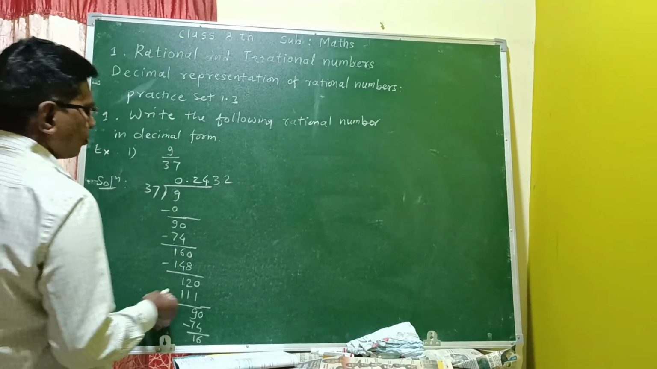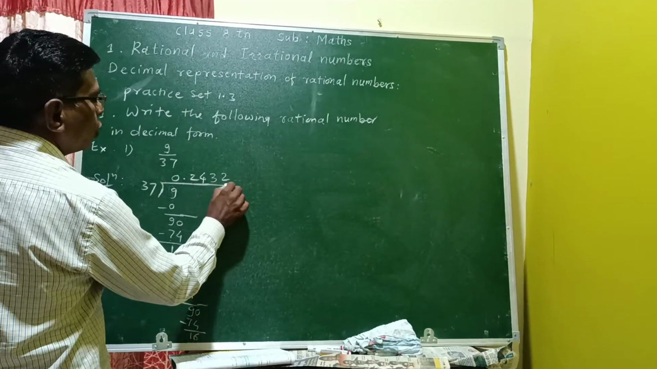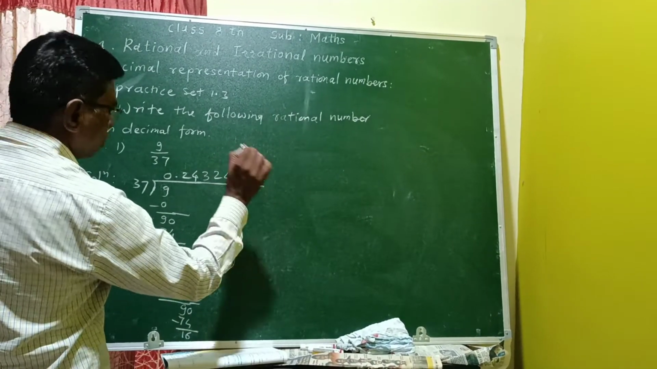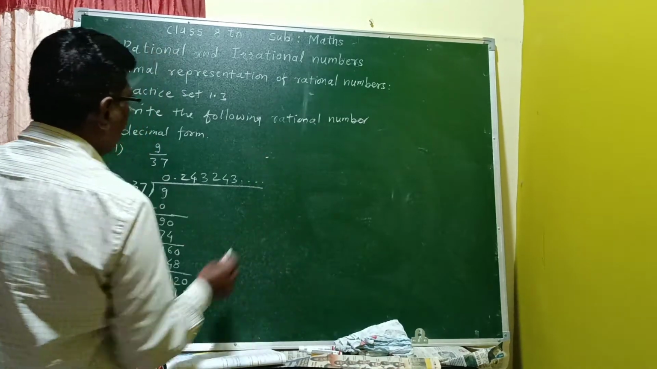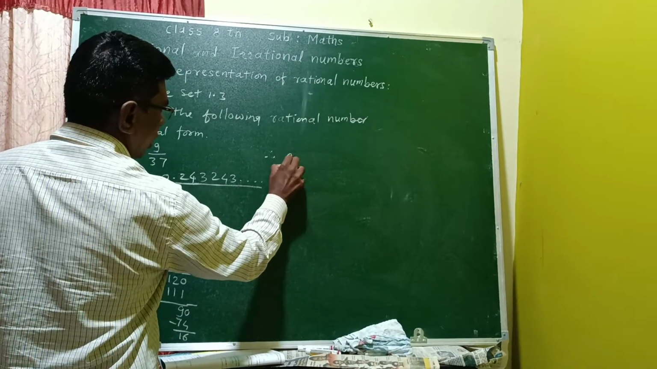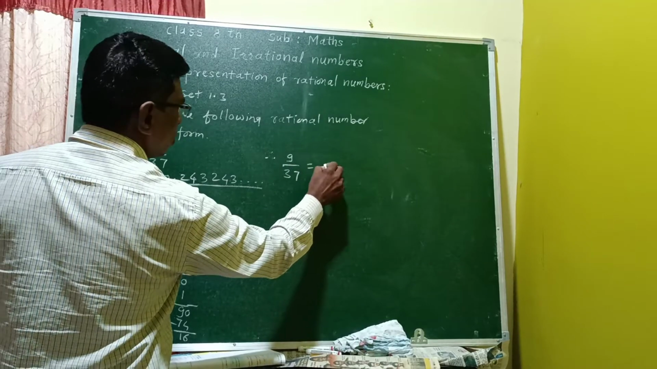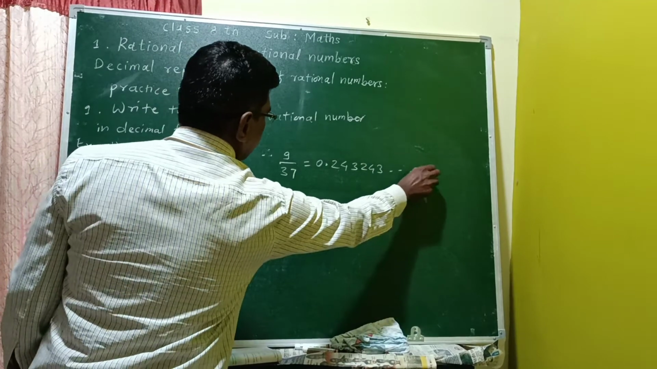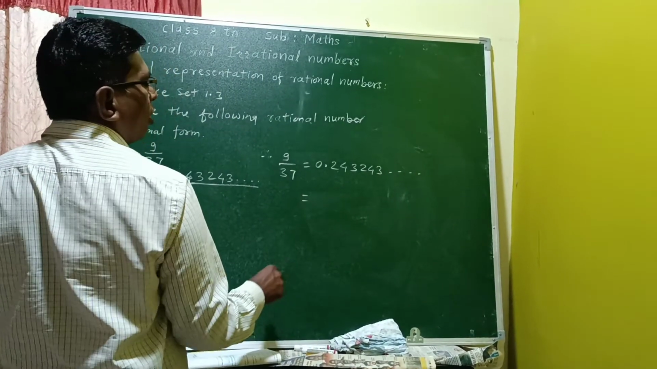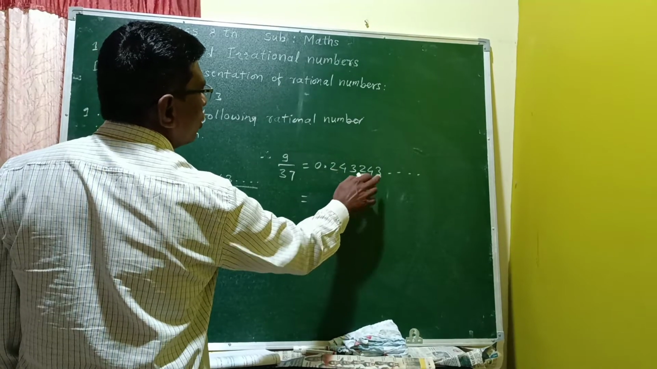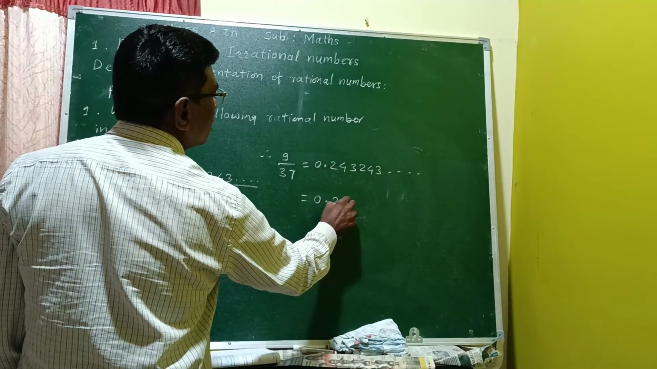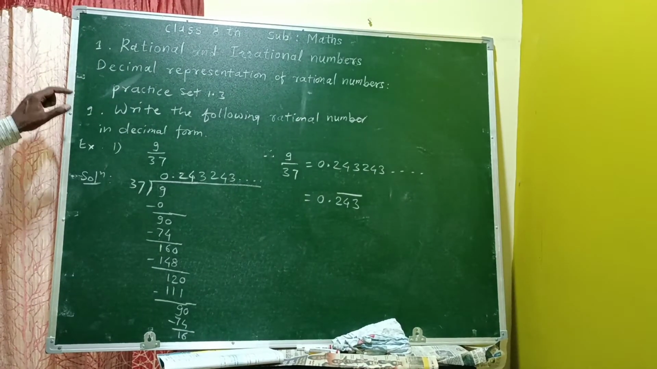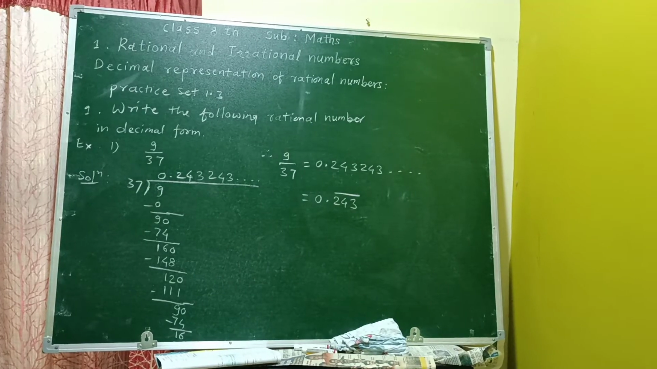In this example, the digits 2, 4, 3 are repeated many times. Therefore, we can write 9 upon 37 is equal to 0.243 and so on. In this decimal representation, the group of 3 digits 243 is repeated many times. Therefore, we can write this as 243 with a bar over it. In this way, we can write a rational number in decimal form.